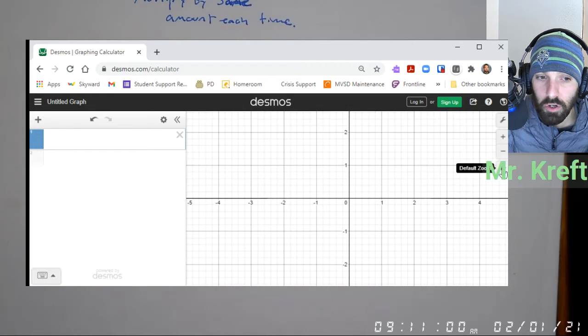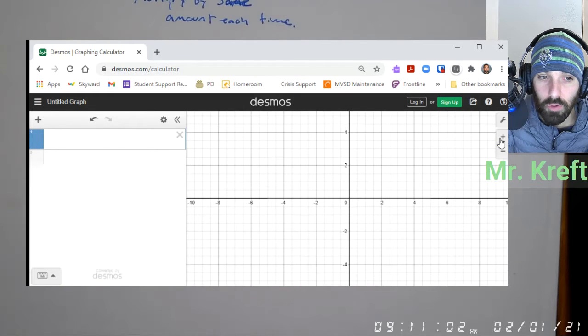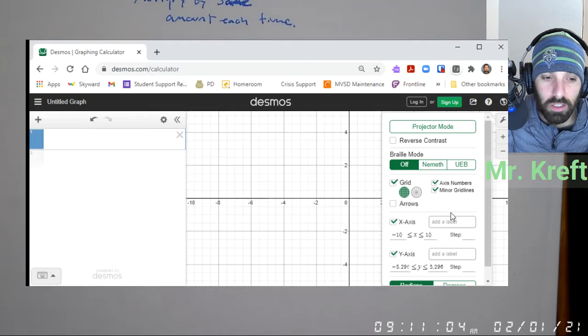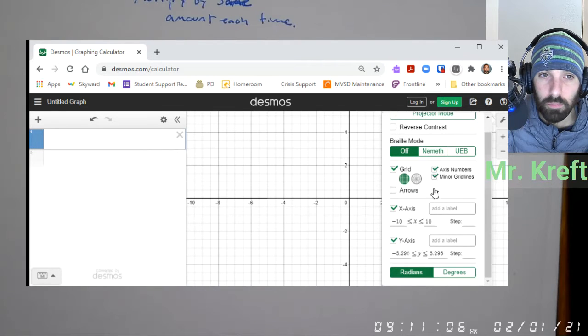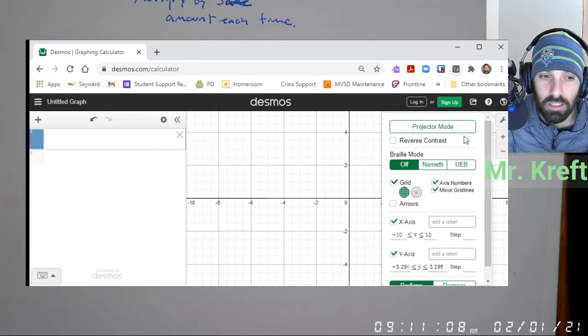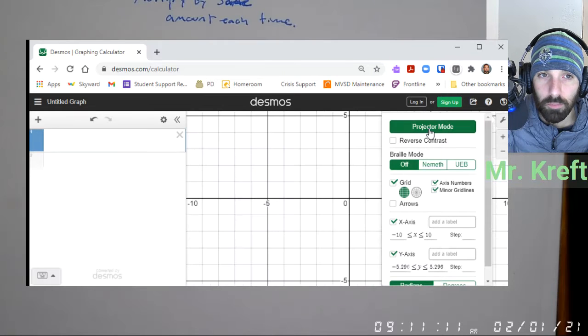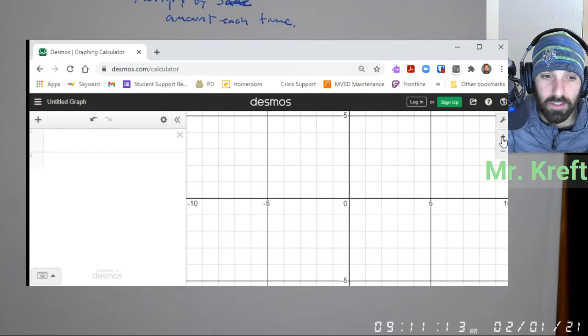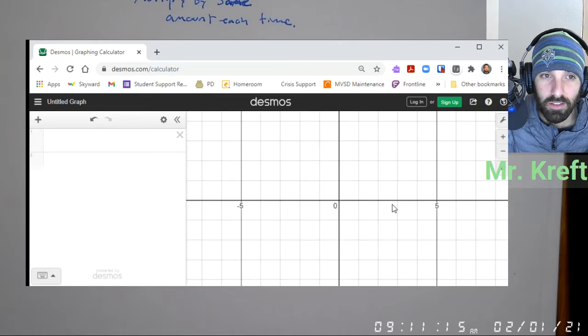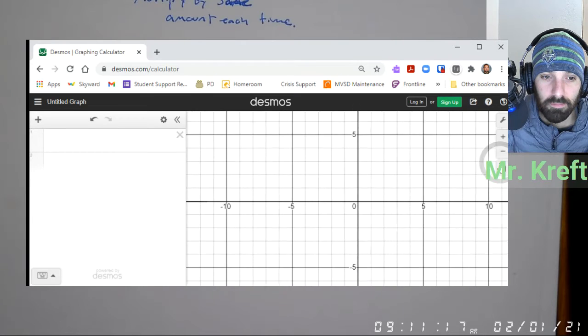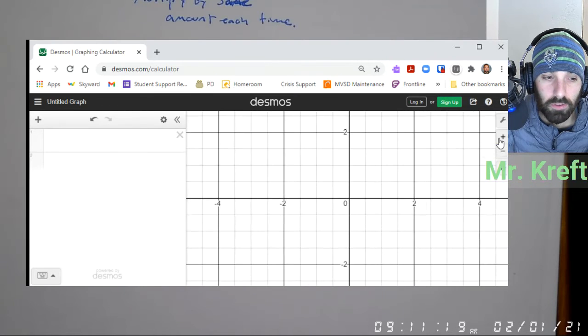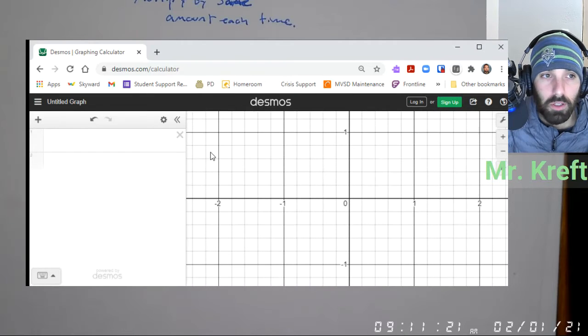And then if you just want to go to the default zoom, you hit the home button. There's some options here. I don't recommend playing around with this because you won't need it. But I'm going to turn on projector mode because it makes it a lot bigger so that you guys can see. Okay. Oops, and I'm going to zoom in like that.